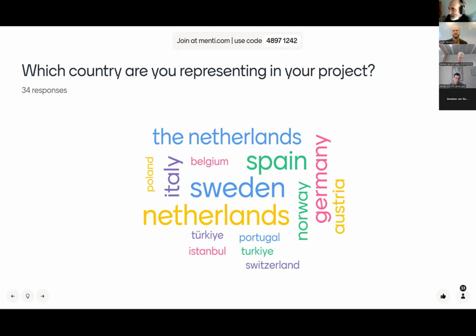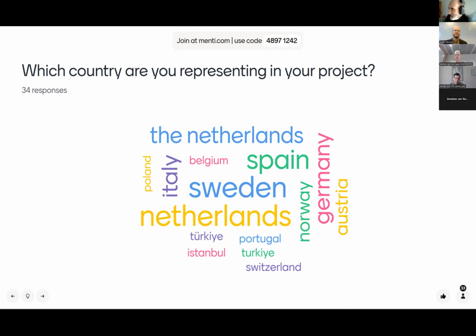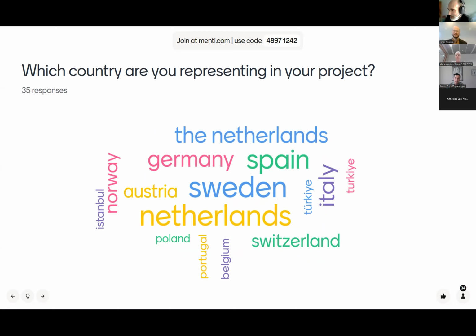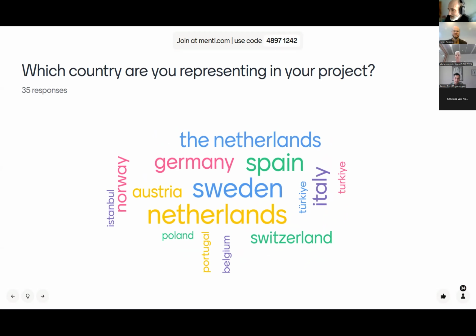Quite nicely spread across Europe, with Sweden and the Netherlands. We even have 2 Netherlands here. I guess it needs to be added. But nice spread, north to south, east to west also. Poland here, Belgium, Turkey. Great to see and great to have you here. Thank you. Let's have an exciting discussion in this meeting.